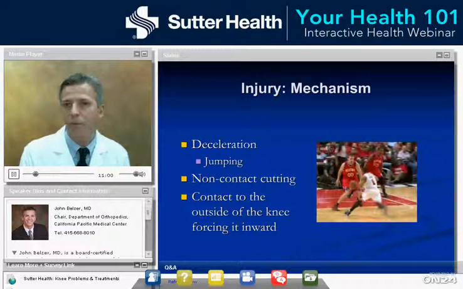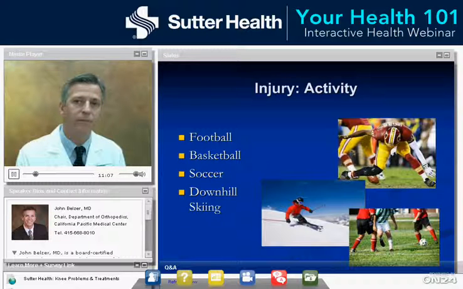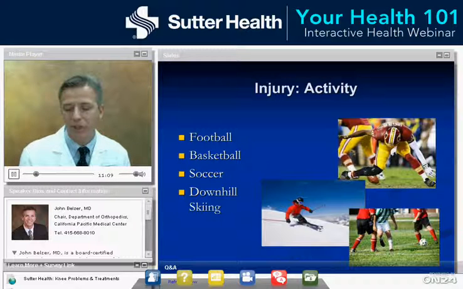Again, injury activities, number one is football. You can see that valgus or outside blow that I was just speaking about on the football photograph on the top right. But basketball, soccer, and downhill skiing also have significant numbers of ACL injuries occur every year.